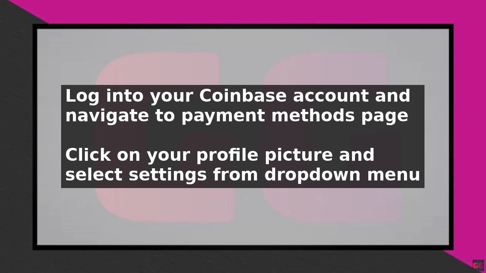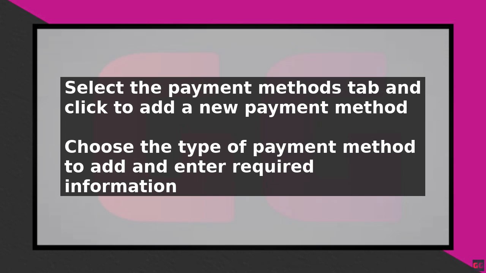Here you will see a list of all your current payment methods, as well as an option to add a new payment method. Click on the link to add a payment method. You will be presented with a list of available payment methods, including bank accounts, debit cards, and credit cards. Select the type of payment method you want to add and follow the prompts to enter the required information.